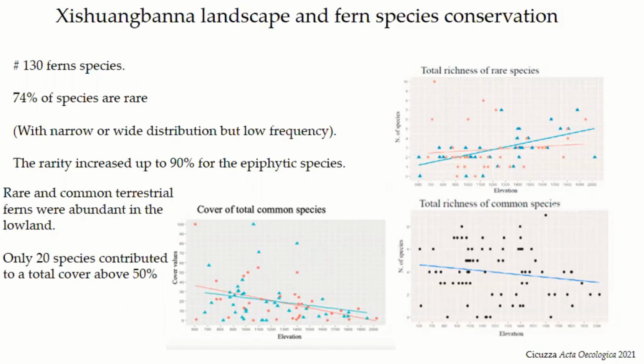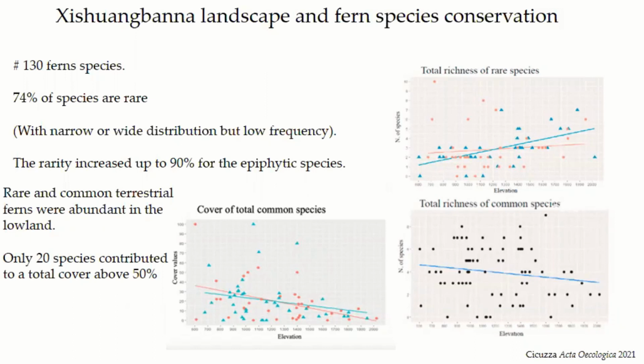And most of the rare and common species are in the lowland, but what is important is that only 20 species out of 130 have a cover index over 50%. Basically, the biomass of terrestrial herbs is driven by a few species, which is something not new. We know it, but it's always important to document it.